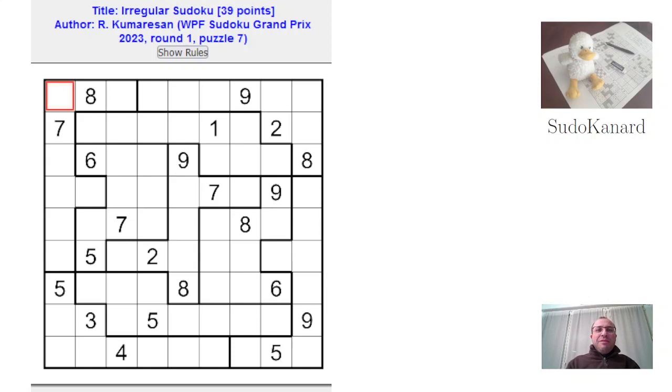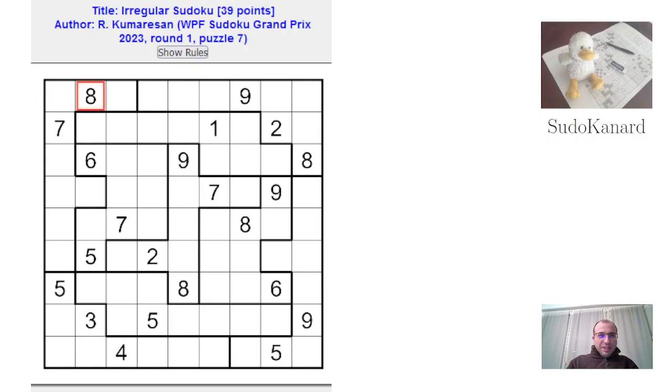We're here to solve this irregular Sudoku that was created by Indian author Kumaresan for the recent WPF Sudoku Grand Prix. It was only worth 39 points, which is not a lot for irregular Sudoku. It's often a confusing variation on Sudoku and one that I kind of dread. But with these few points, I was confident I could solve it, and I did. So now I'll be trying to pull it off again.